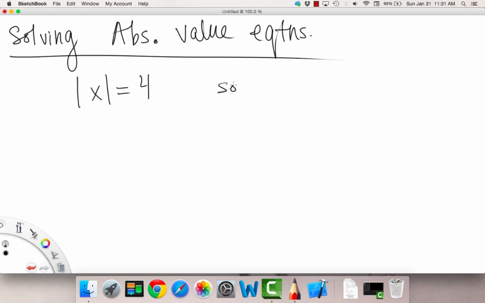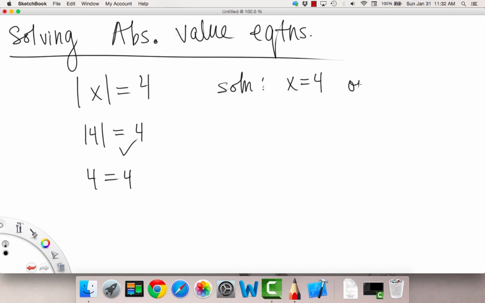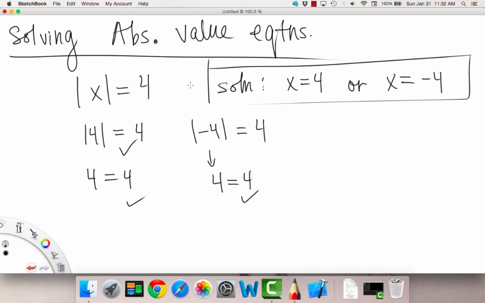So the solution to this would be either x is equal to 4, like a positive 4, right? That would give you an equality there, because the absolute value of 4 is equal to 4, that makes sense, because that comes out as a positive 4. Or x is equal to a negative 4, because we also have this other case where if you plug in a negative 4 into the absolute value sign, then whatever you get out becomes positive. So you get 4 is equal to 4. And that also makes sense, right? So we have these two different solutions.